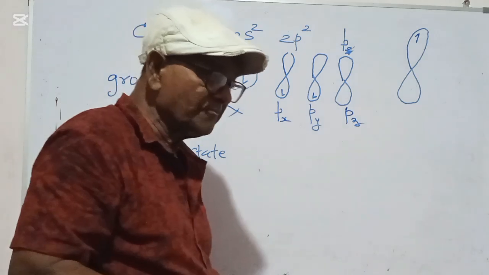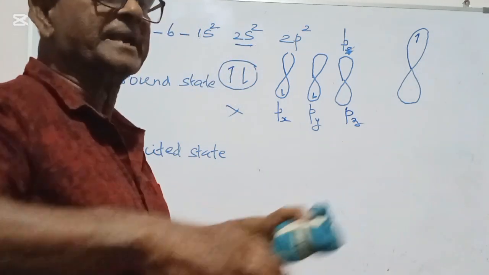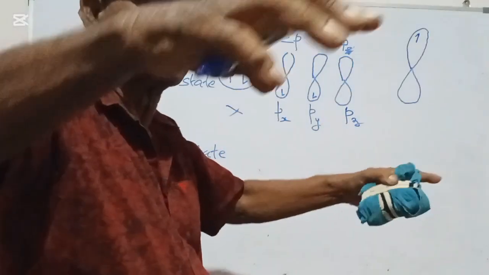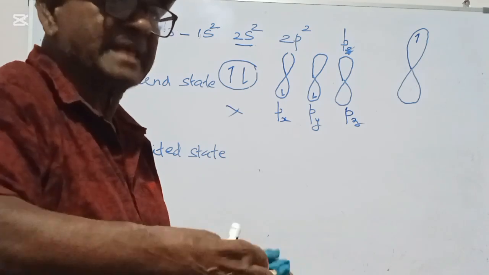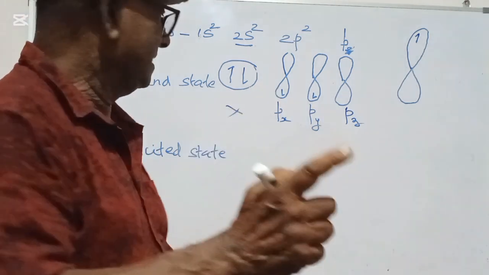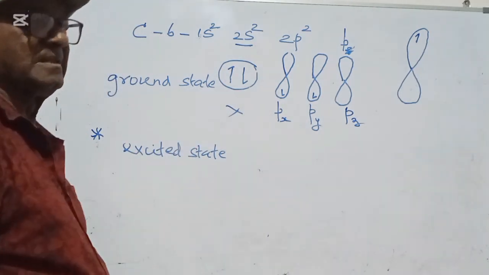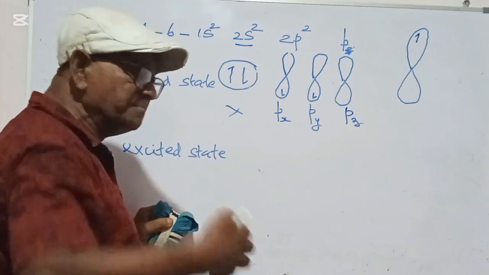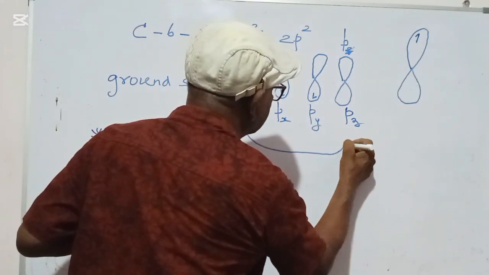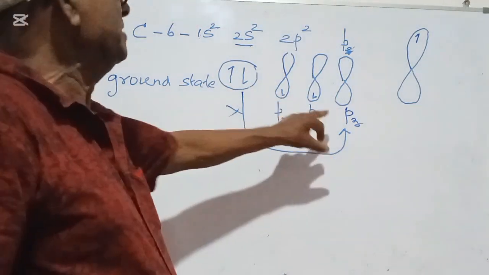Arrangement for the formation of compound. If carbon atoms come around carbon, hydrogen atoms come around carbon, it gets arranged to form the compound. So first it becomes excited state. As the excitement, one electron of the s orbital transfers to the empty p orbital.